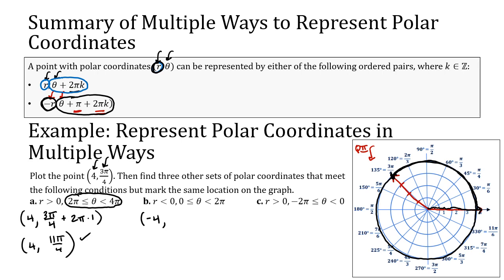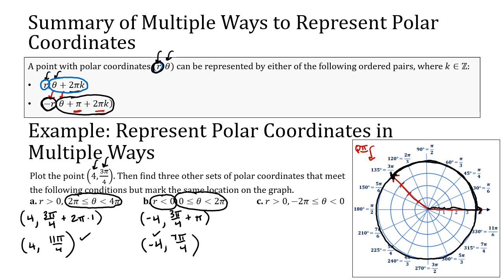Let's start with that. So I'm going to take 3 pi over 4 and add pi to it. Let's see if that's good enough. That's going to give me -4 comma. Pi is 4 pi over 4, so 4 pi over 4 plus 3 pi over 4 is 7 pi over 4. Now, does that meet the requirements of the r value being less than 0? Yes. And does that meet the requirements of the theta being between 0 and 2 pi?